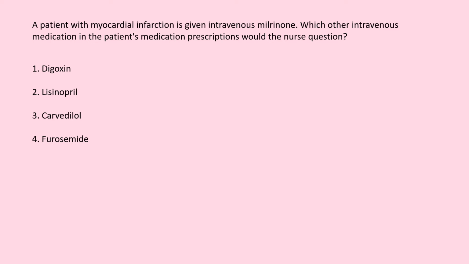A patient with myocardial infarction is given intravenous milrinone. Which other intravenous medication in the patient's medication prescriptions would the nurse question? 1. Digoxin 2. Lisinopril 3. Carvedilol 4. Furosemide.